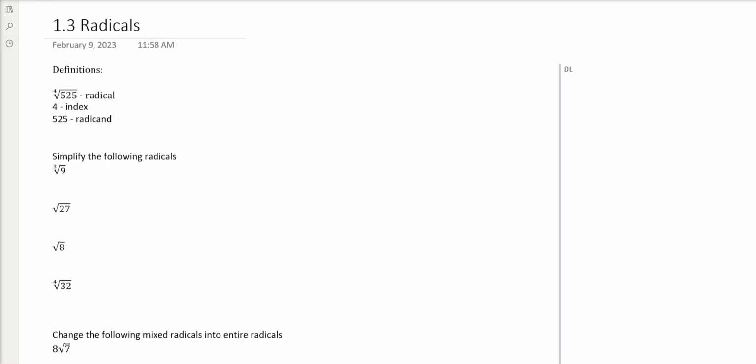Hello and welcome to my video where I talk about radicals. I'm going to show you a little bit about how to simplify radicals and also how to switch them from mixed radicals to entire radicals.